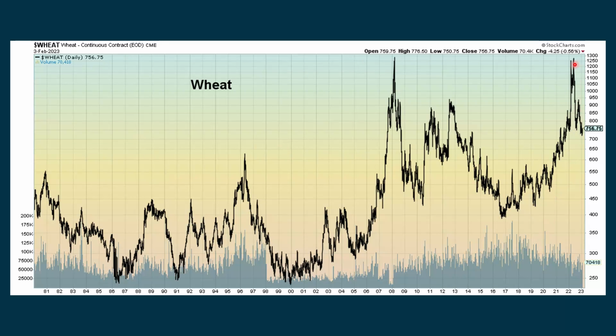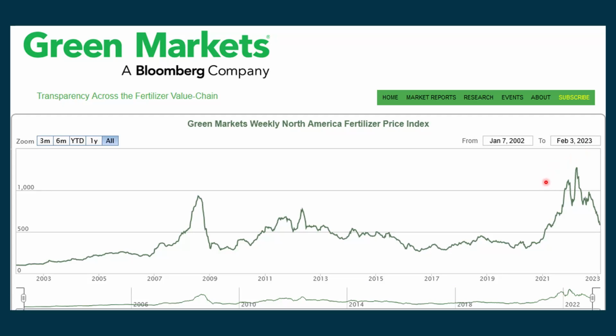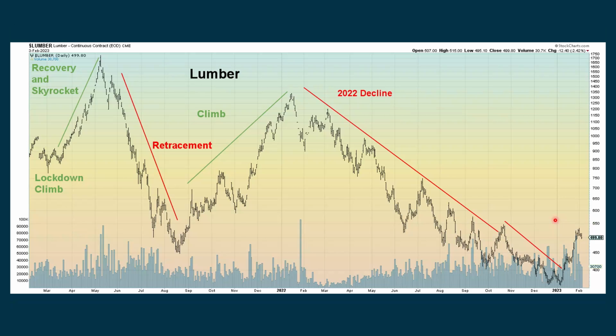Wheat, after really spiking up, has been coming down lately. Fertilizer, we want to keep an eye on those prices. After really spiking up, it has been declining and is still at a high level when you look back historically. Lumber, which had been in a really solid downtrend, has now been bouncing back up and is looking more positive.